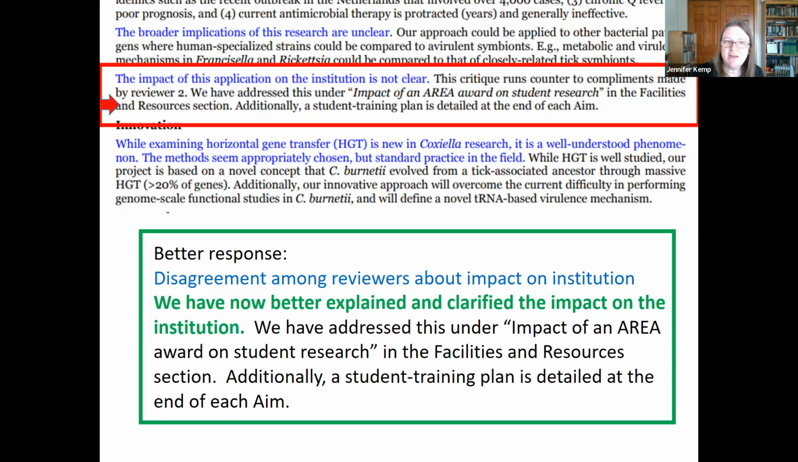And then the response here in green, you can say, we've now better explained and clarified the impact on the institution. Okay, and then you can keep the rest of the text the same. But with this response, you say, yeah, somebody didn't like this, even though somebody else thought it was fine. The person who didn't like it, we've addressed this. We've now better explained it for you and clarified it for you so you can understand. Okay, so I think that's a much stronger way. It basically says the same thing, but it's in a much more positive and less argumentative tone.